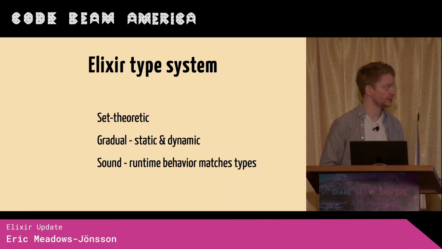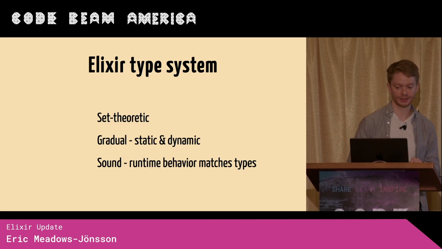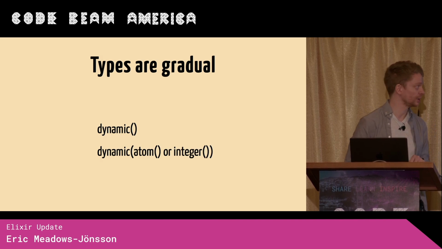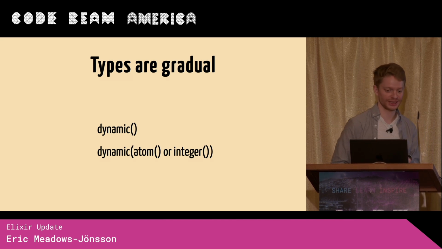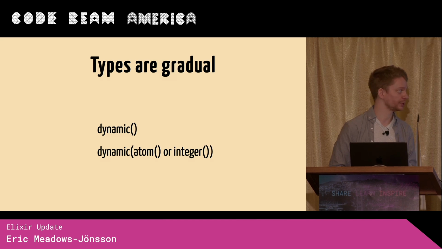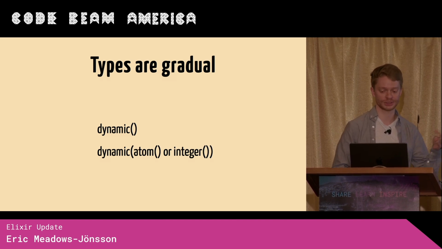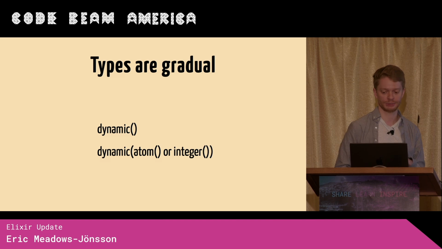We also say that the type system is gradual. That means that we can mix static and dynamic typing. And dynamic types are expressed with the dynamic type, which makes sense. To simplify, we can say that when we match a static type against a dynamic type, that type match will always succeed. So it behaves like a traditional dynamic type system.